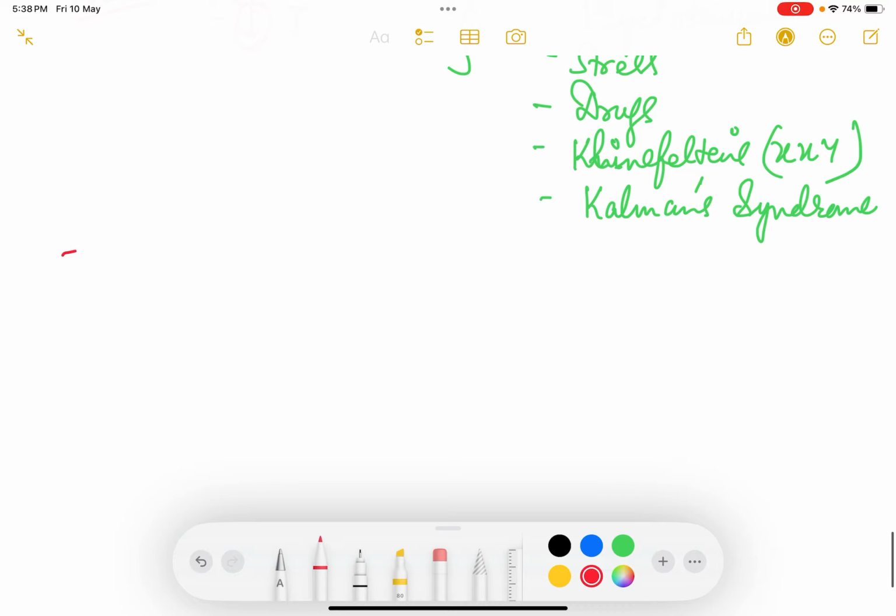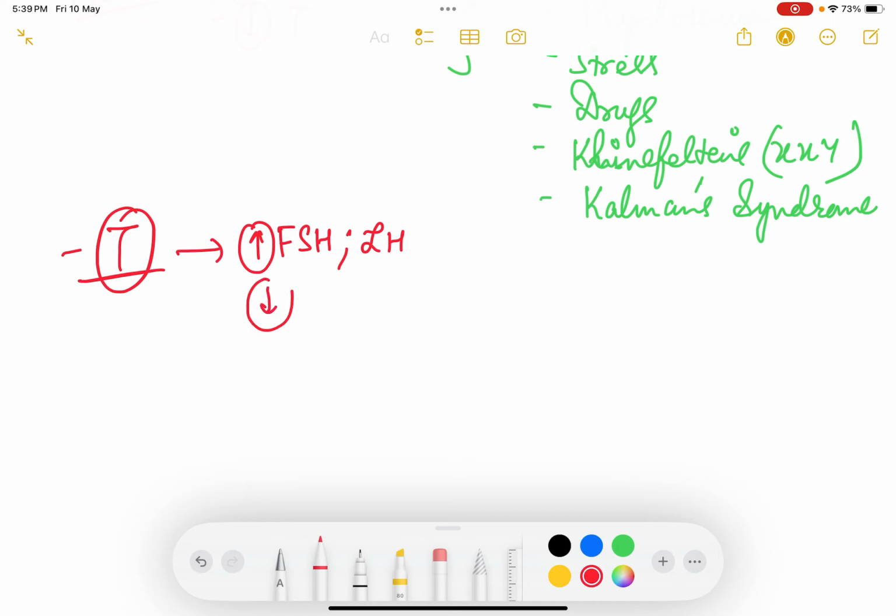Coming to the testicular cause, when there is a testicular cause, FSH and LH will be high. Because of negative feedback, when your testicles are not working, the upstream hormones will all increase. So FSH and LH will be raised, however testosterone will be low, so it is hypergonadotrophic hypogonadism.